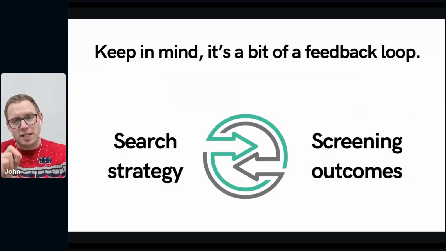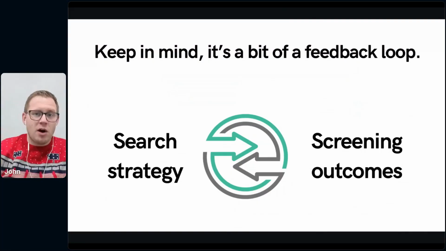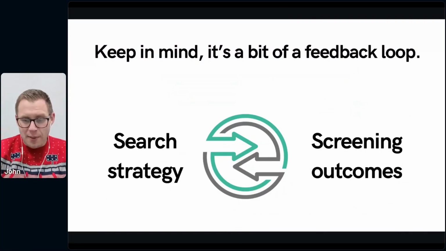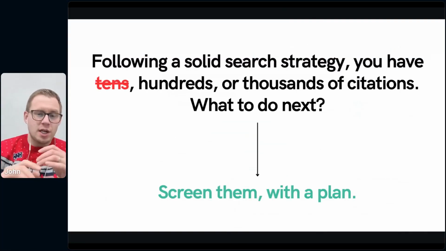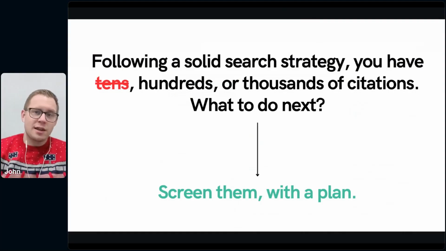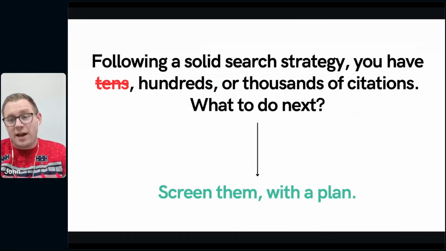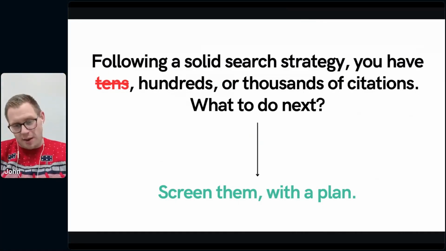That could save you more time than just powering through screening on maybe thousands of papers that aren't relevant. So it should be a back and forth process. Regardless, when you finish up your search strategy, particularly in a systematic review context, you have, at first I put tens. The reality is every search strategy should probably produce hundreds of papers. Depends on a lot of things, but most should produce hundreds of papers, or you might even have thousands of papers. So what do you do with them next?